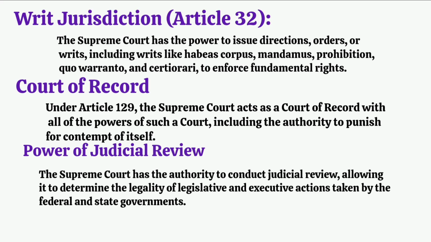Court of Record. Under Article 129, the Supreme Court acts as a court of record with all the powers of such a court, including the authority to punish for contempt of itself. Power of judicial review. The Supreme Court has the authority to conduct judicial review, allowing it to determine the legality of legislative and executive actions taken by the federal and state governments.